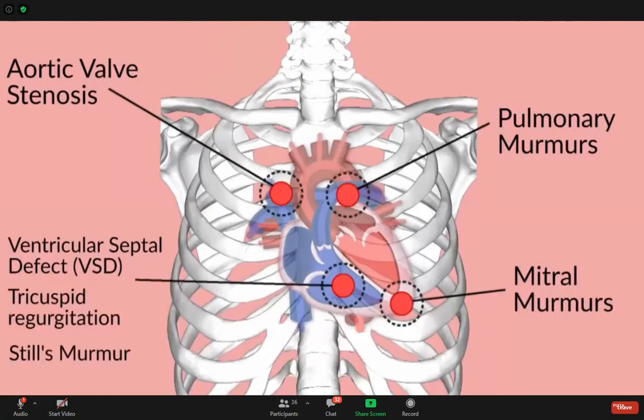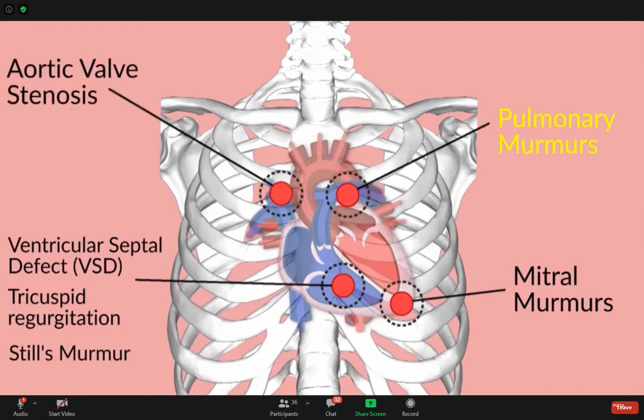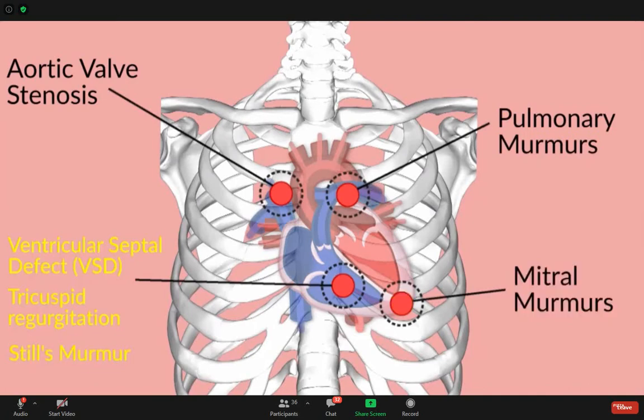This is another diagram that is helpful for remembering where you're going to hear each of the murmurs. So an aortic valve stenosis murmur would be best appreciated in the aortic valve area, which is in the right upper sternal border. Pulmonic murmurs are usually heard along the left upper sternal border. Mitral murmurs are usually heard along the apex, and a VSD or tricuspid regurgitation or Stills murmurs are heard at the left lower sternal border.